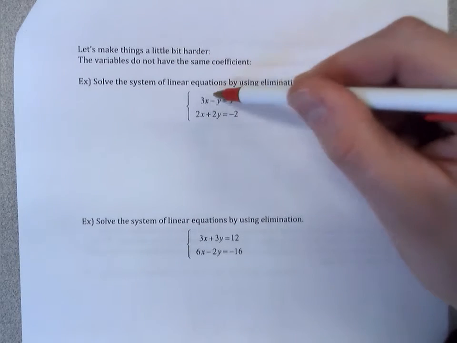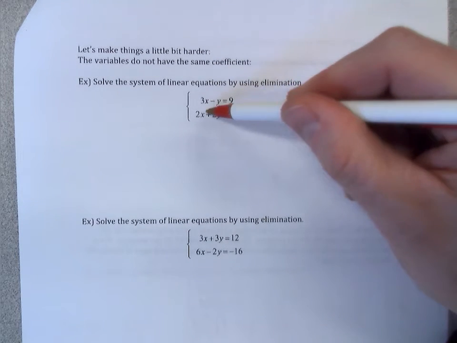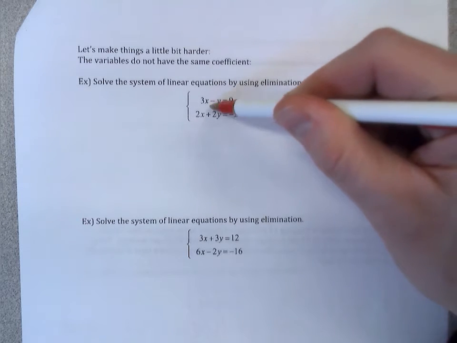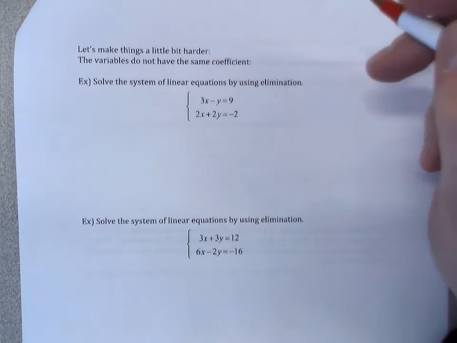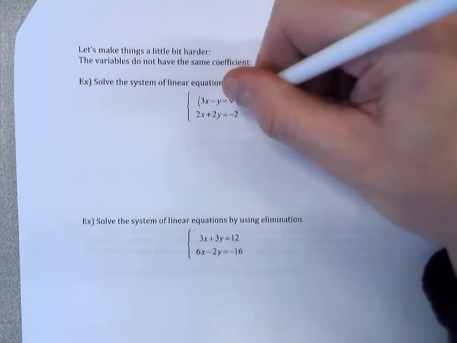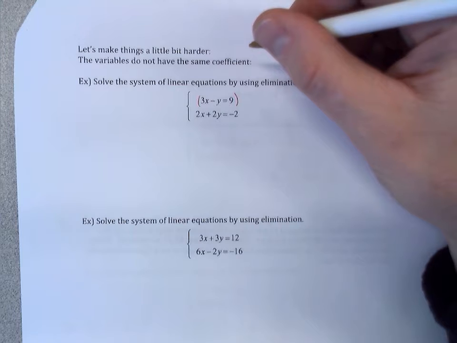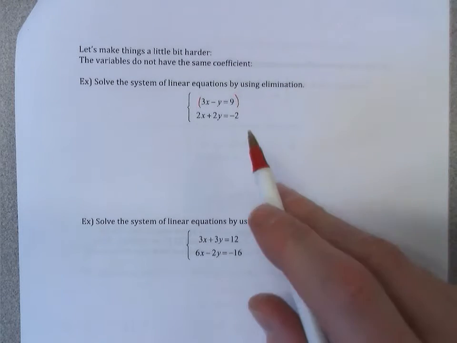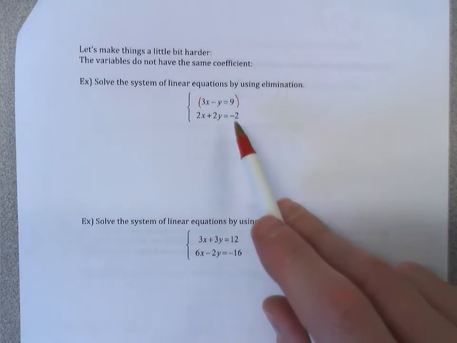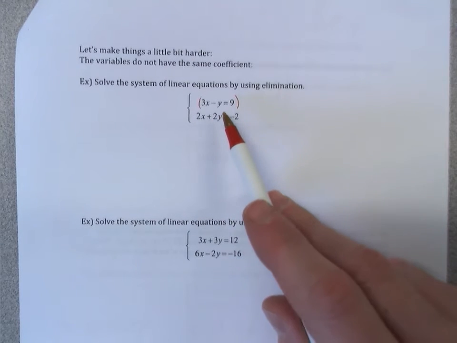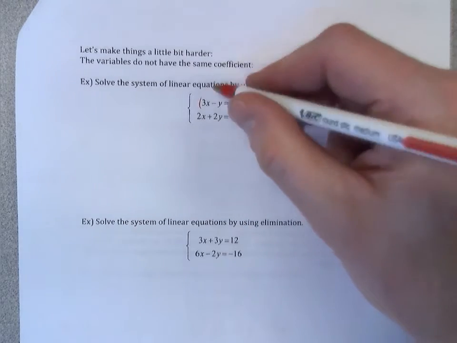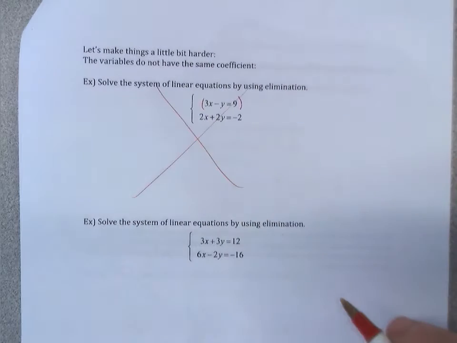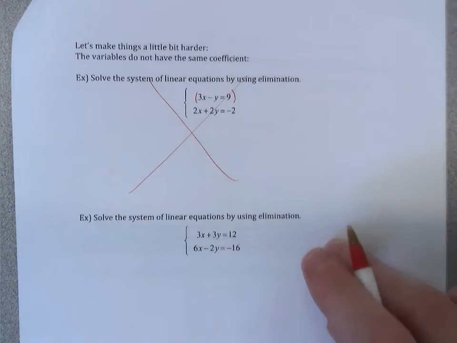So here's an example. 3x minus y equals 9. 2x plus 2y equals negative 2. Well, these y's have different signs, but not the same coefficients. So let's give them the same coefficient and make them equivalent to each other. Actually, we're going to skip this one because this is exactly identical to the very first problem at the beginning of the assignment. So we'll just cancel that out for now. And now we'll go to this next one.